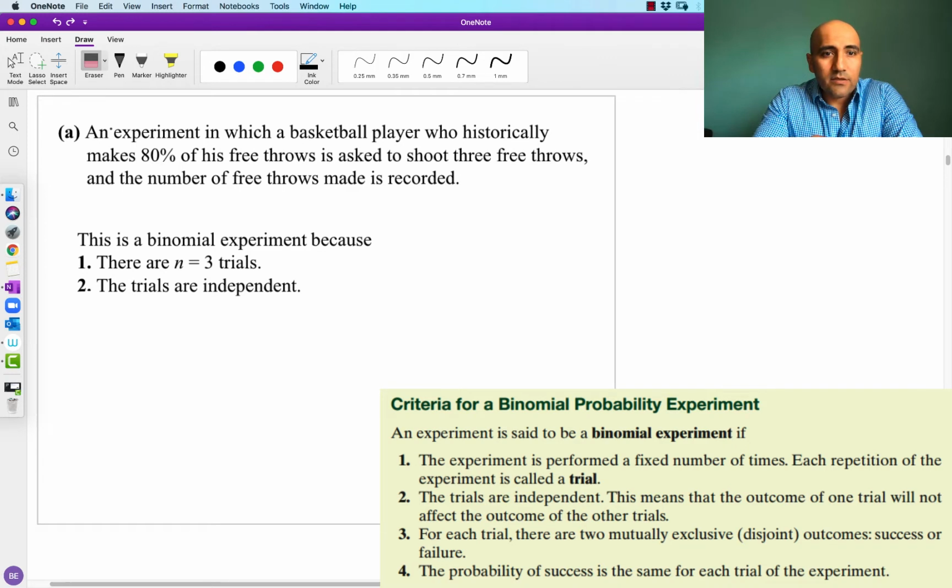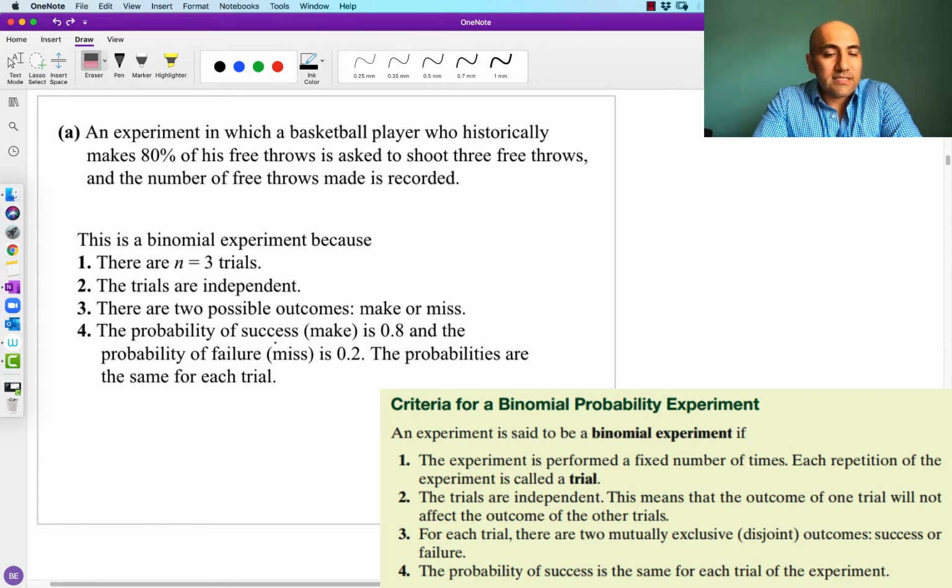The trials are independent, right? He shoots it the first time, he either makes it or he doesn't. The second time, it doesn't matter whether he made it the first time or not. Assuming this is a professional basketball player and he doesn't get psyched out about missing the first or second time, the outcome of each attempt is independent of what happened in the previous times. Number 3, there are only 2 possible outcomes for each individual trial. You either make the free throw or you miss it. So yes, this satisfies that condition.